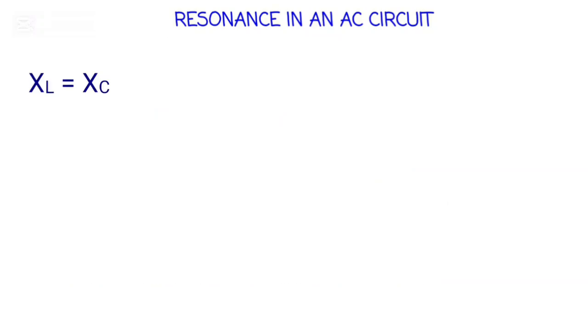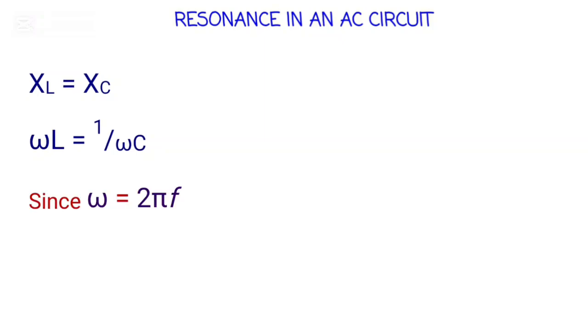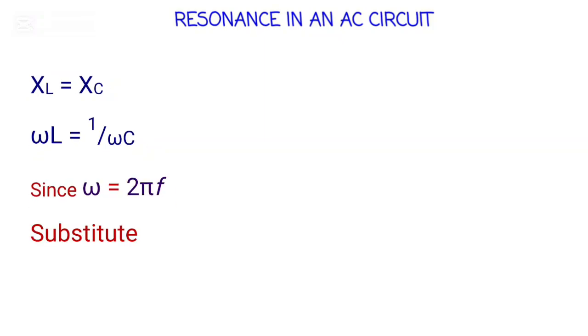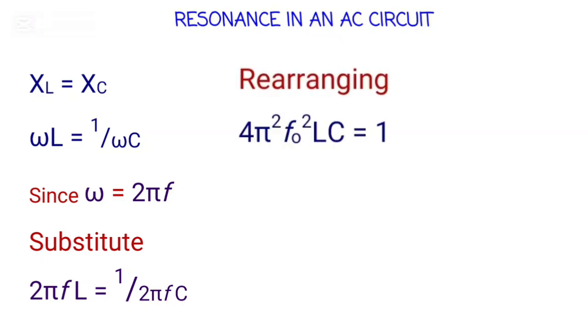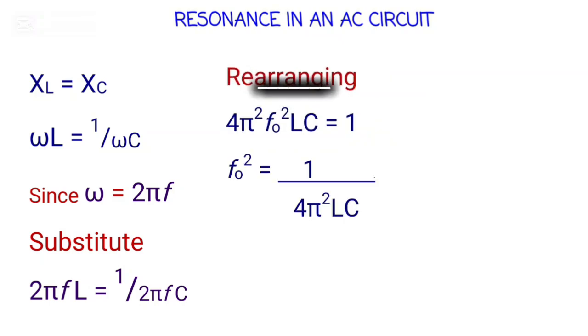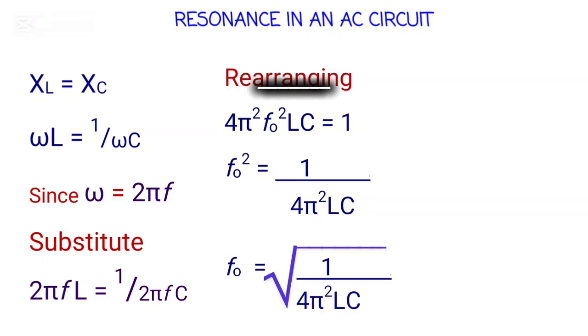XL is equal to XC. Omega L is equal to 1 over omega C. Since omega is equal to 2 pi f, substitute. 2 pi fL is equal to 1 over 2 pi fC. Rearranging, 4 pi square f naught square LC is equal to 1. F naught square will now be equal to 1 over 4 pi square LC. F naught will be equal to square root of 1 over 4 pi square LC. F naught is equal to 1 over 2 pi square root of LC.